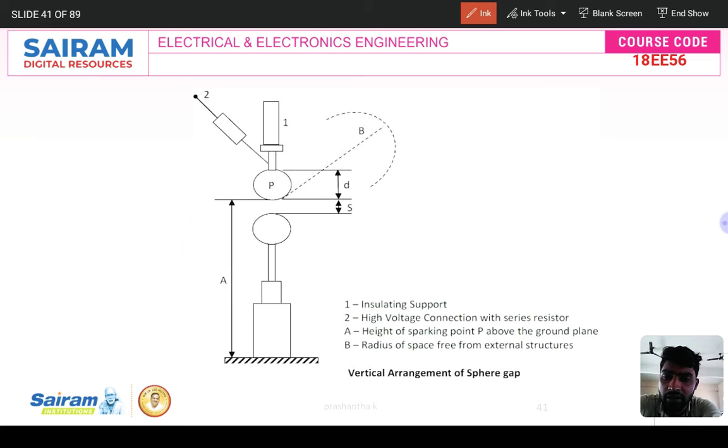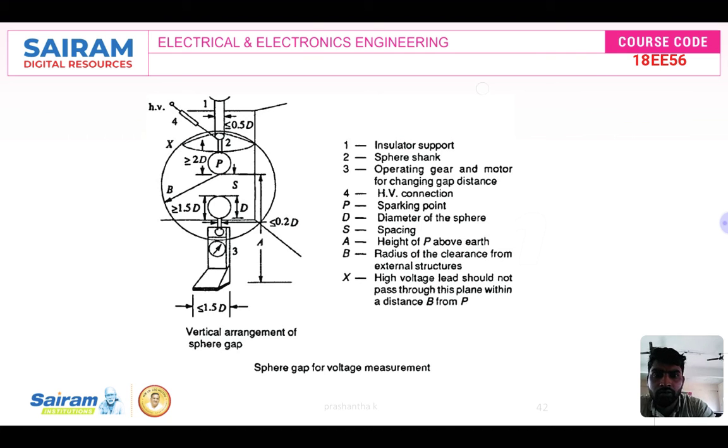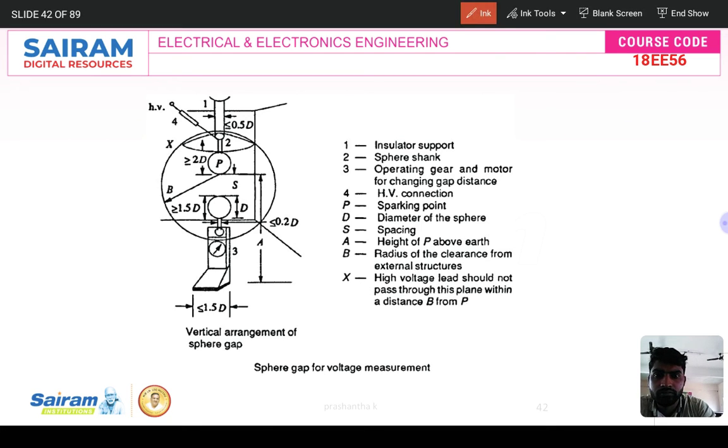So the vertical arrangement of the sphere gap is this one, right? First one is the insulating support, and second one is the sphere shank. Third one is the operating gear and motor for changing the gap distance. Fourth one is the HV connection. P is the sparking point, D is the diameter of the sphere, S is the spacing, A is the height of P above the earth, B is the radius of clearance from the external structure, and X is the height of the high voltage lead, which should not pass through this plane within the distance B from P.